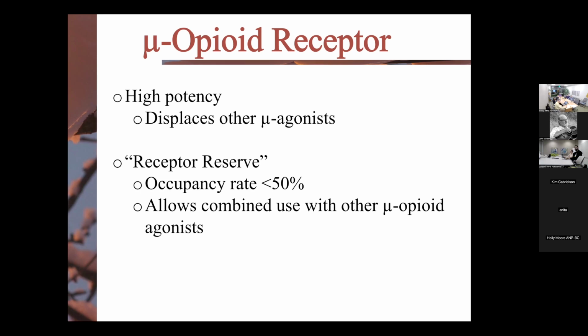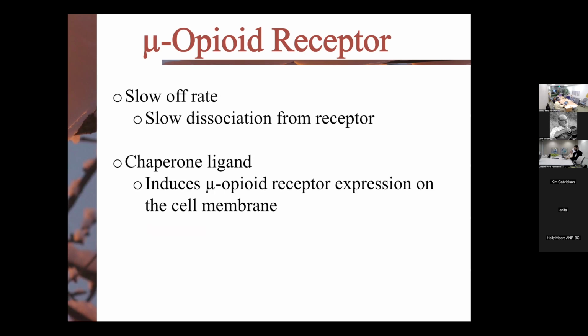I'd like to learn more about this myself at some point, but some of the literature says that there's only a 50% occupancy rate. So although it binds better, for some reason, there's still opiate receptors that are open for other opiate agonists. Part of that might be because of the second bullet down here.